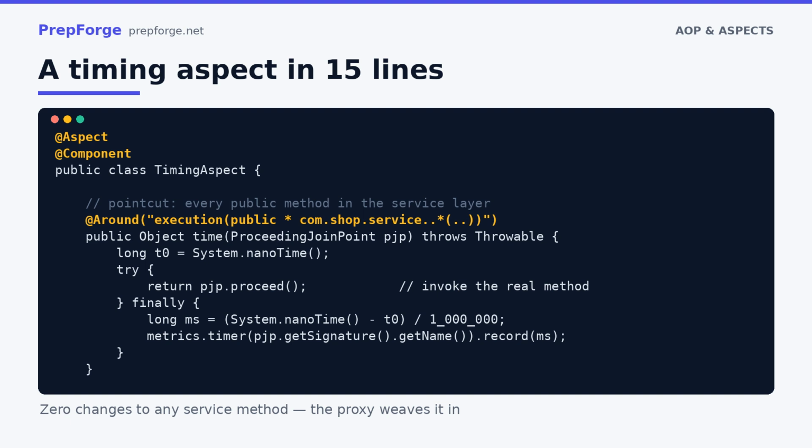Spring implements this with runtime proxies. It wraps your bean in a proxy that runs the advice around the real call. And here's the connection that impresses. @Transactional, @Cacheable, and method security are themselves implemented exactly this way. Spring's declarative features are aspects.